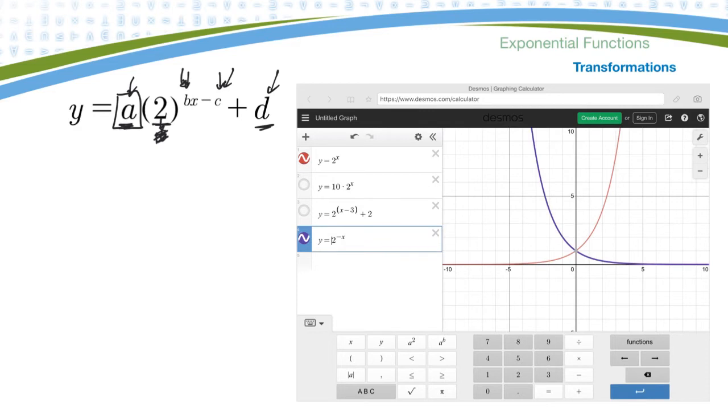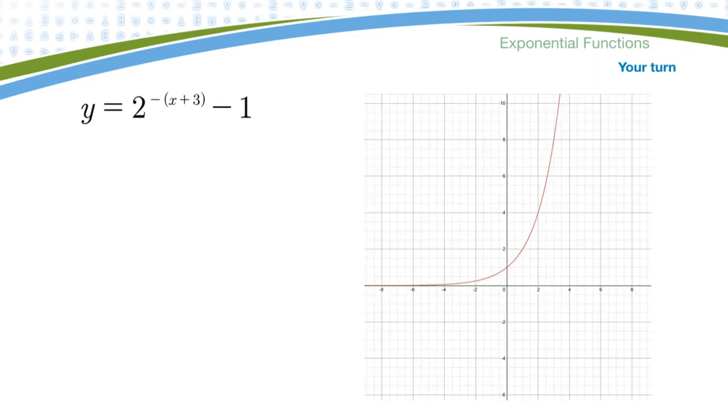See what you think it's going to do, and then press play and see if you're right. Hopefully you were right. So that one reflects it over the x, and it reflects it over the y. And so those values A, B, C, and D do the same thing that we saw with every other function.